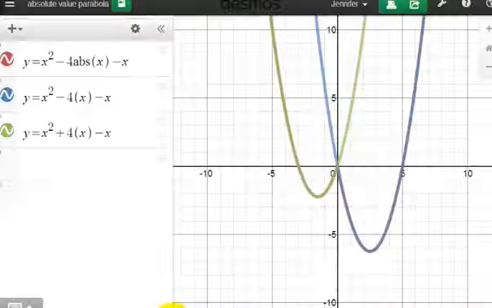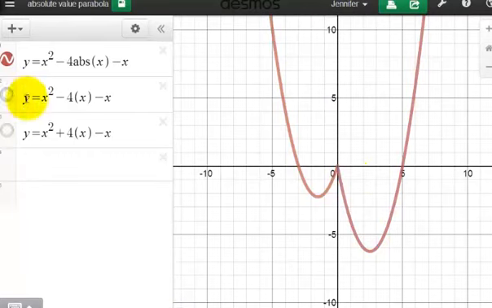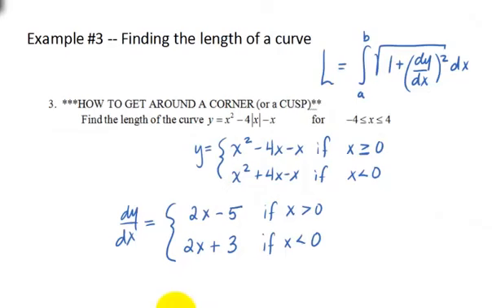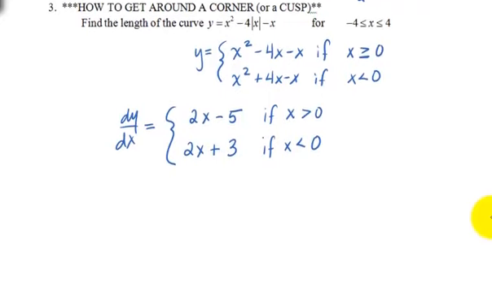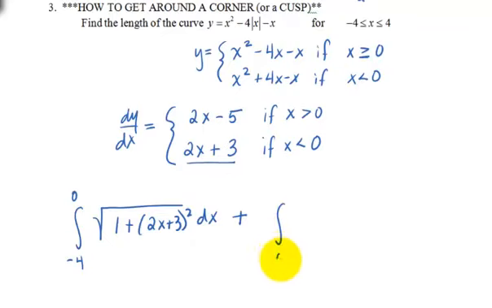Going back to the graph, we have this corner at 0, therefore we don't have differentiability. The way you check for that analytically is you plug in 0 for the left-hand derivative and for the right-hand derivative, and you notice you get negative 5 and 3, so they don't agree. Now we can evaluate our length, and remember we have to split it up into two pieces. The first piece is going to go from negative 4 to 0. We're going to use our derivative for values that are less than 0. Our next integral is going to go from 0 to 4. In here, we're going to use our derivative that works for values that are greater than 0.